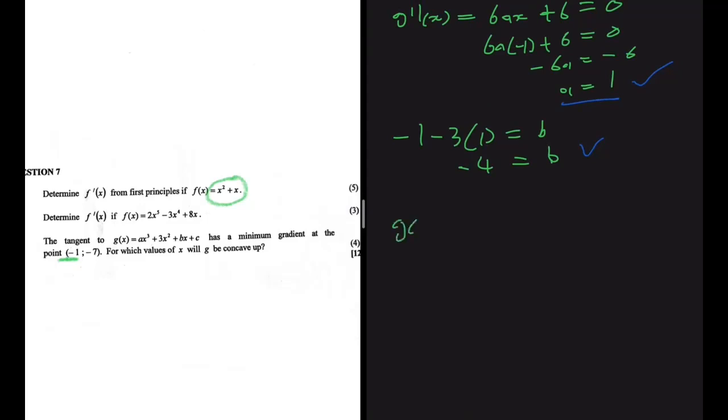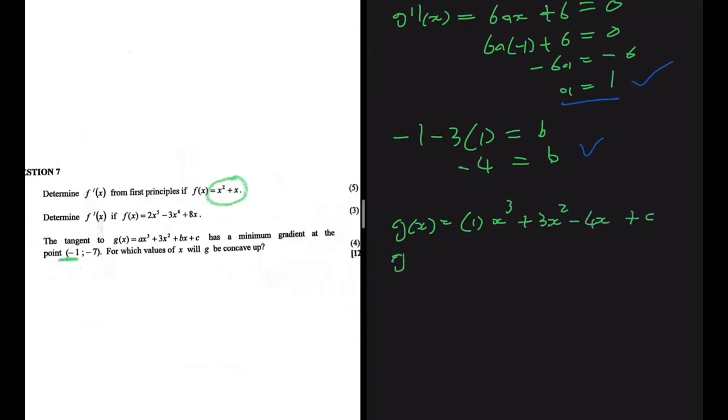So now we're saying that g of x is equal to, in place of a, we put 1, and then x to the 3, and then plus 3x to the 2 plus bx. So we know that b is -4, so -4x plus c.